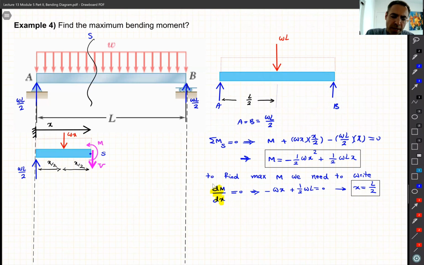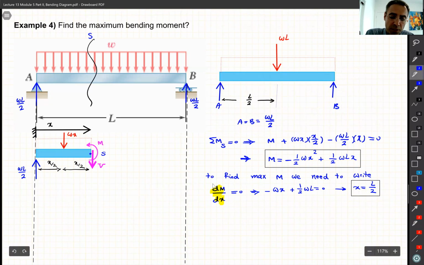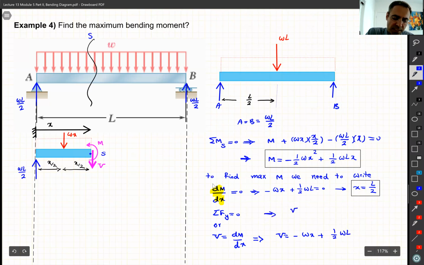Also, I can find the equation for V either by writing the sum of the forces in Y equal to 0, or just by using dM divided by dx, which gives me V equals minus Wx plus half of WL. If we use this one also, we get the same result.